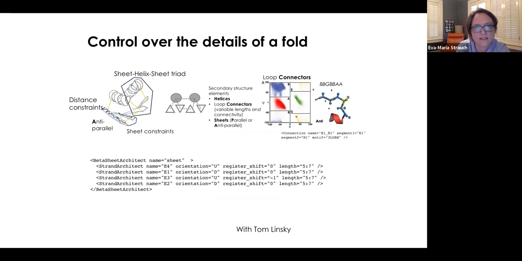So what else is in the overall fold architecture is you can define sheet triads. As I said, you can set the distance constraints, and you can tell what is parallel and anti-parallel. And so, for example, if you had the sheet architect, you could define your 4 sheets where you say 4 and 1 should be up, 1 should be down, and then you can specify the ranges. Again, this comes off one.